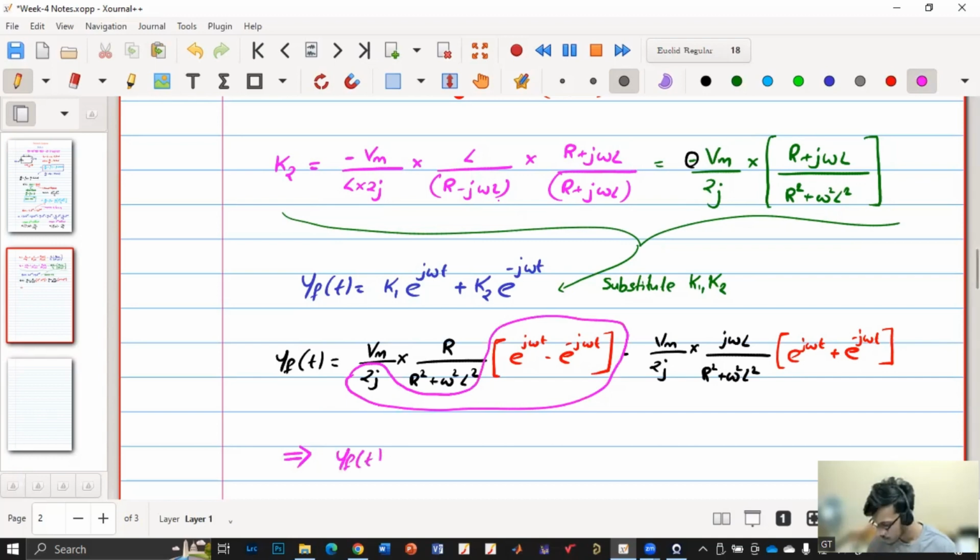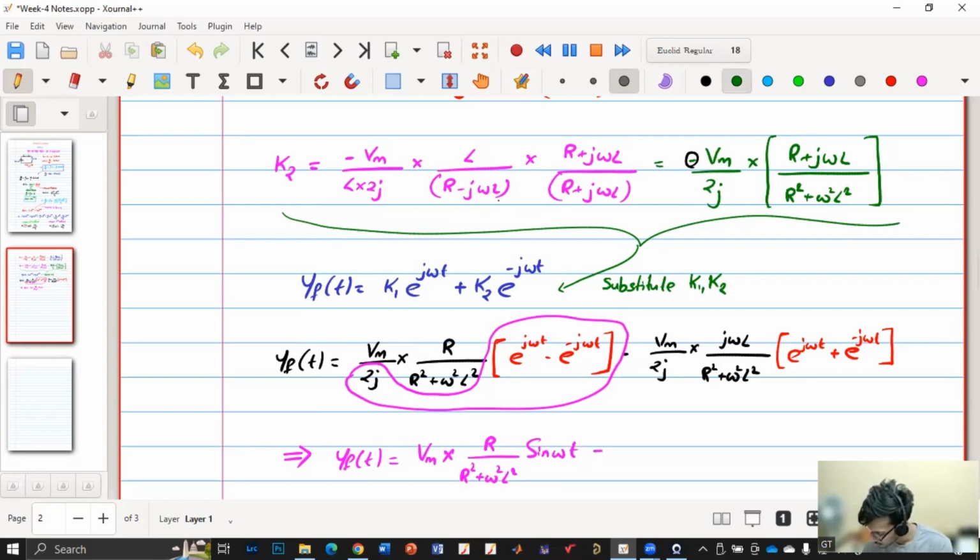So what will be that term? E to the power j omega t minus e to the power minus j omega t by 2j? Sin omega t. Yes, sine omega t. R by R square plus omega square L square into sine omega t. Now again minus is there, so I'll put minus.